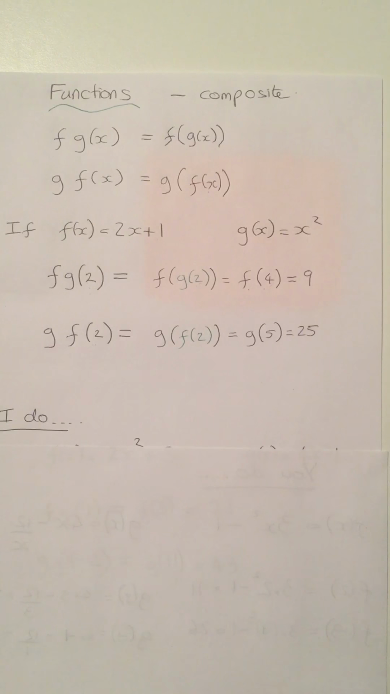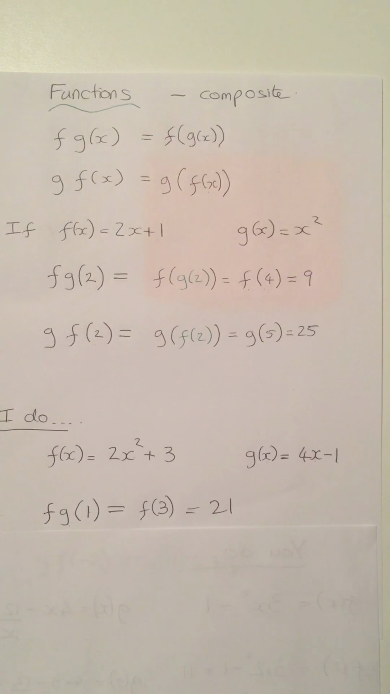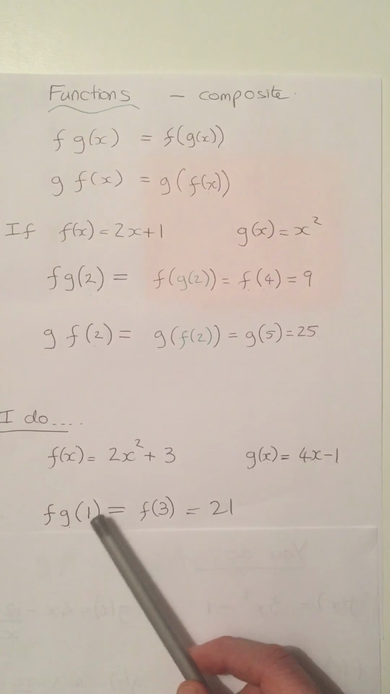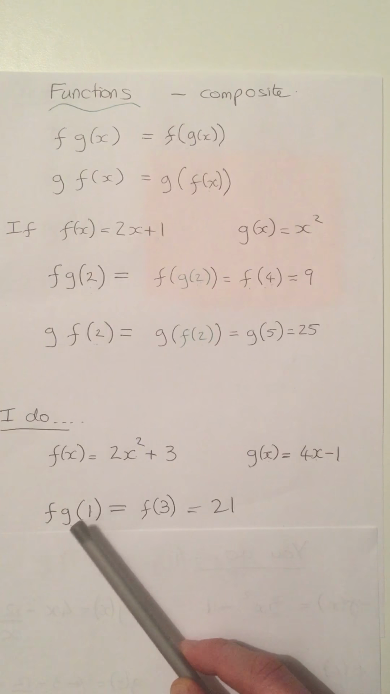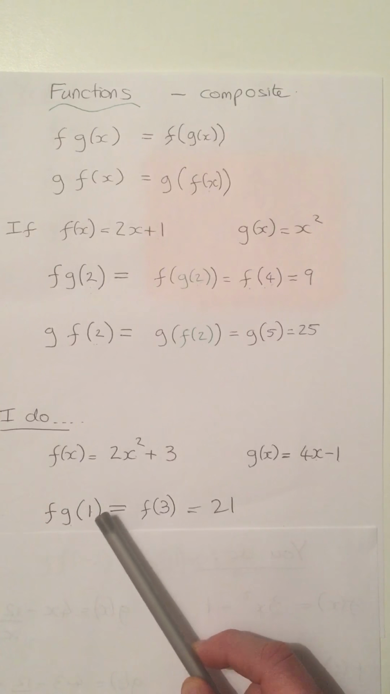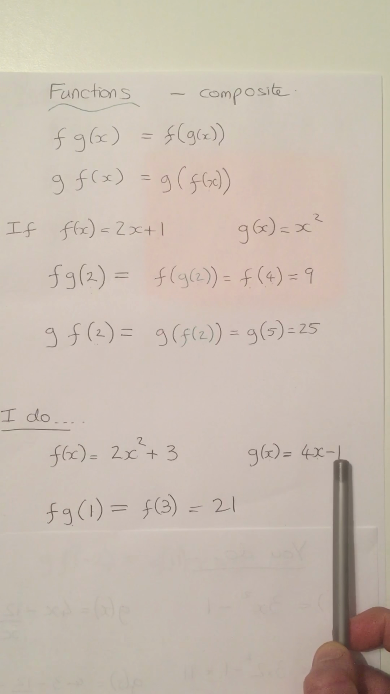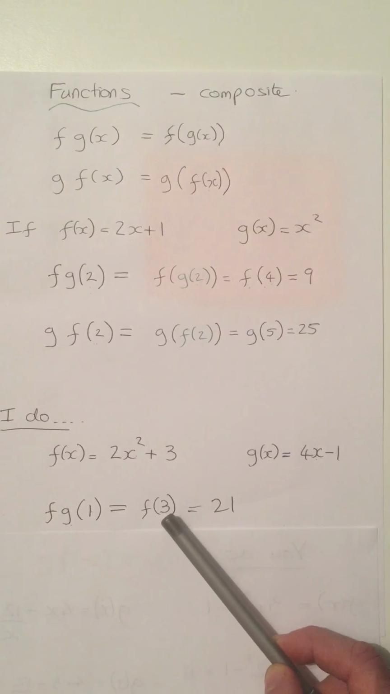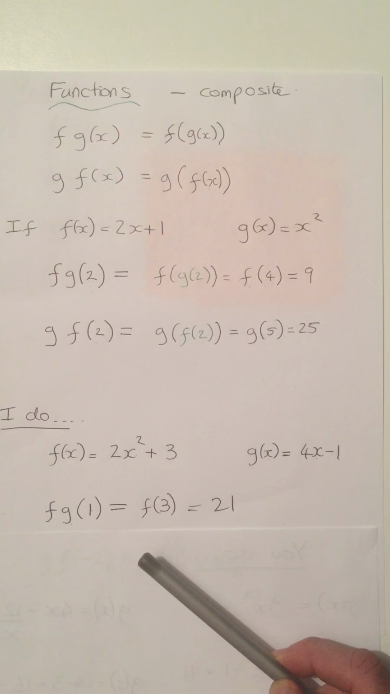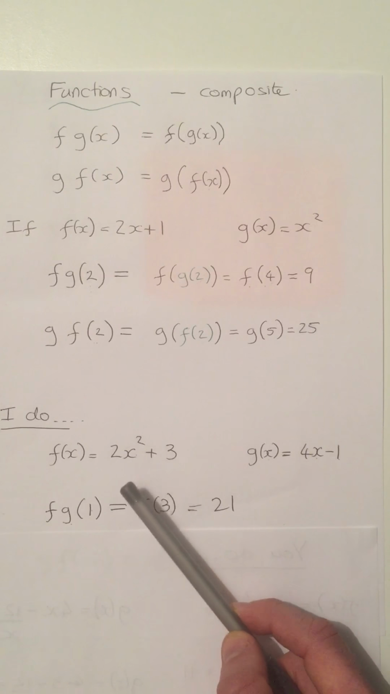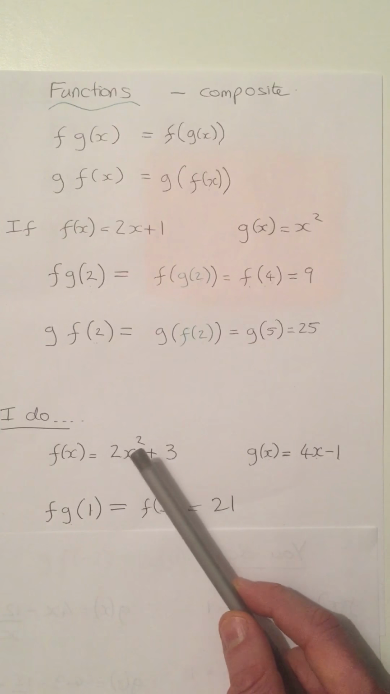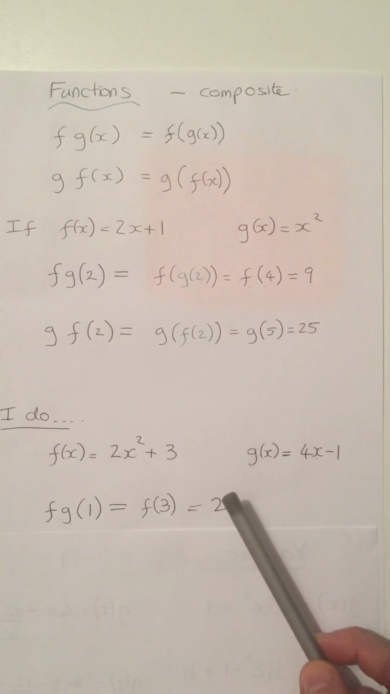So I'm going to do an example and then you're going to do one. So here are my two functions. f of x is 2x squared plus 3, g of x is 4x minus 1. And if I wanted to work out fg of 1, that's telling me to substitute 1 into the g function first. So when I put 1 into the g function, I get 4 times 1 minus 1, which is 3. I'm now going to substitute that into the f function. So put 3 here, 2 times 3 squared plus 3. So 2 times 9 is 18, plus the 3 is 21.